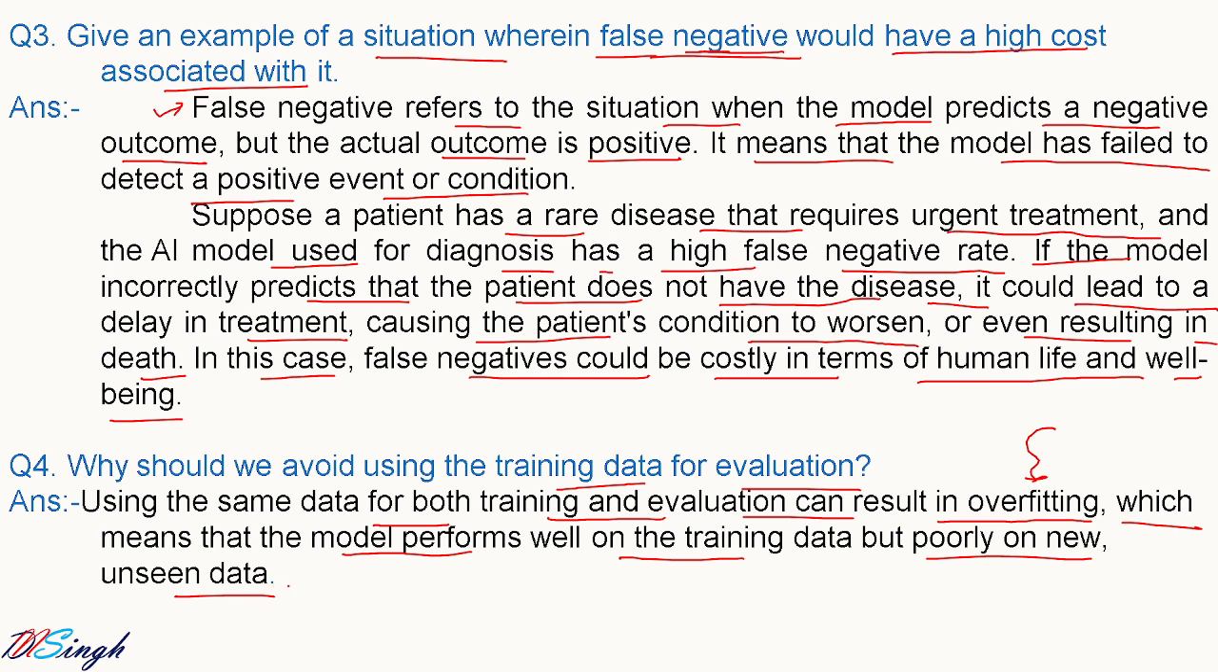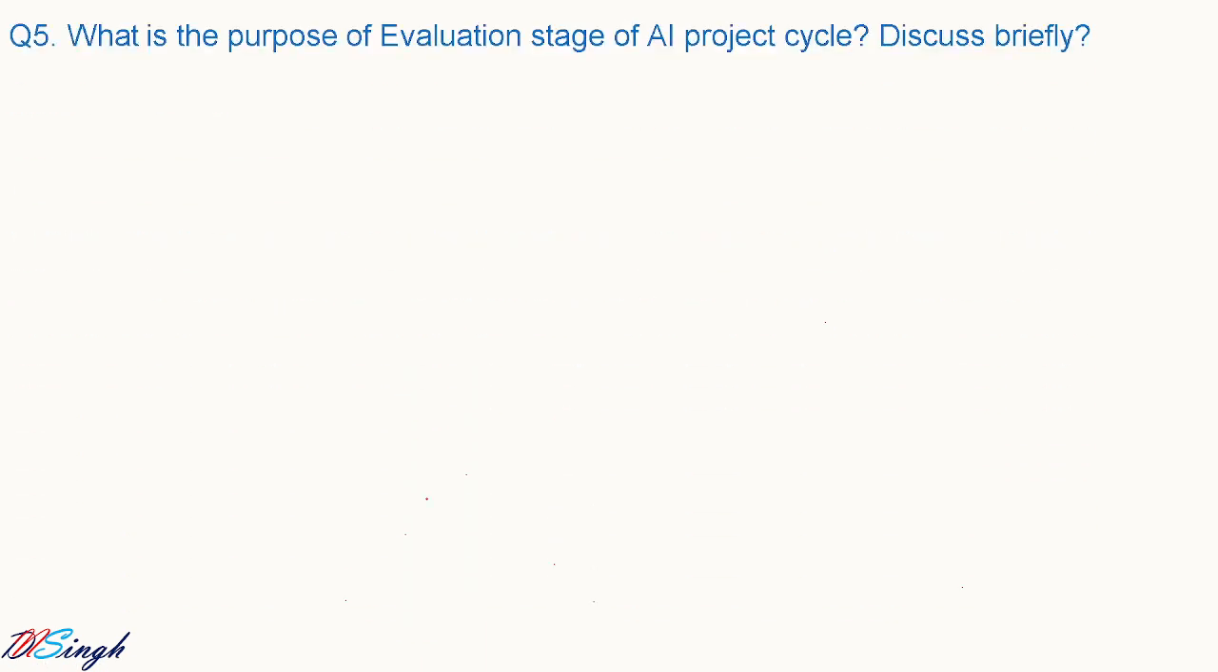Why? Because you have tested the model on the same data which you have used for training. Okay, so in that case the prediction made by the AI model for that training data is always correct, but when you give new data to your AI model, it is not going to give the correct predictions. Let us move ahead to the next question.